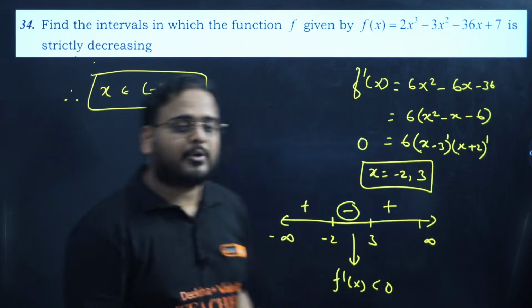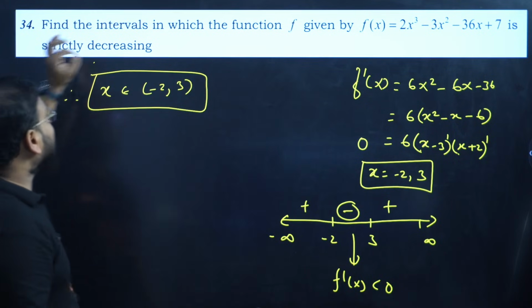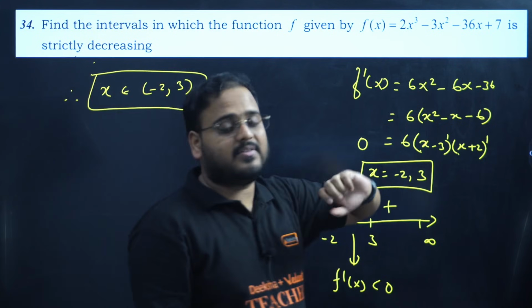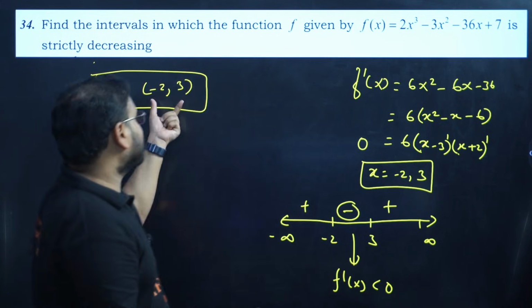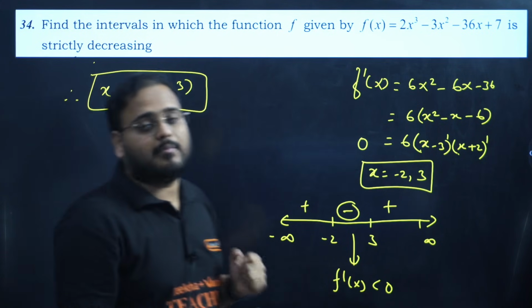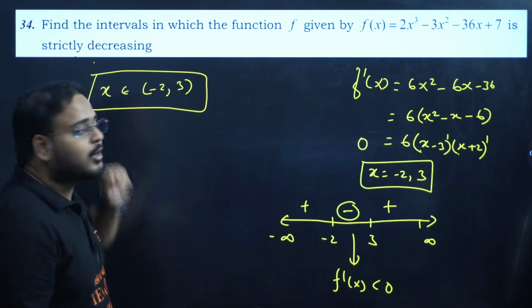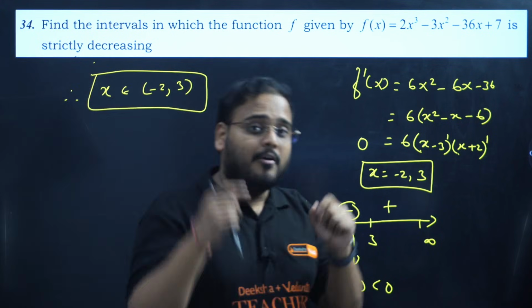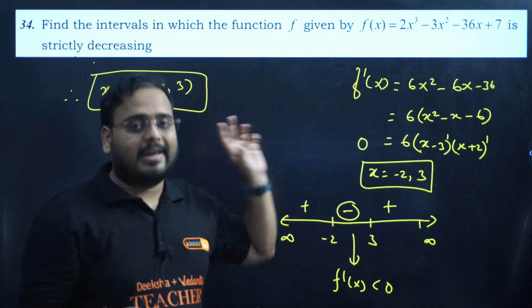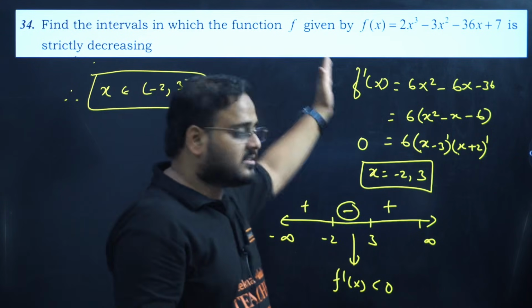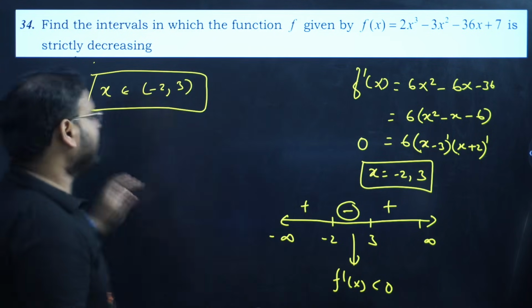Why open, sir? Because they're asking us strictly decreasing. They're not asking us just decreasing. If they ask us just decreasing, close the two intervals, minus 2 and 3. But in this case, they're asking us strictly decreasing. So we have to keep the intervals open. This is the difference we are getting from the same question I've tried and explained, anything that comes alongside this kind of questions. Next, 35.